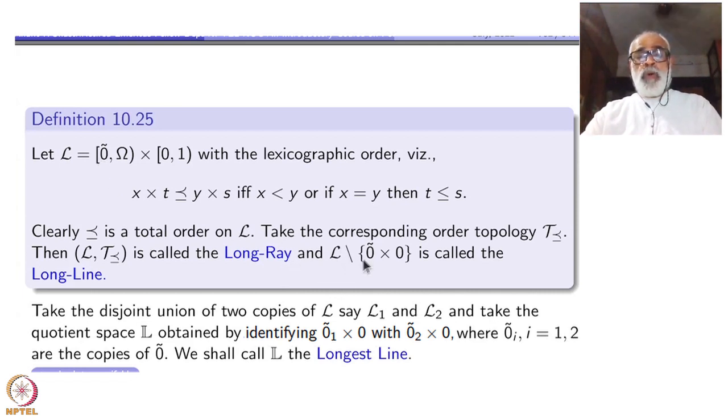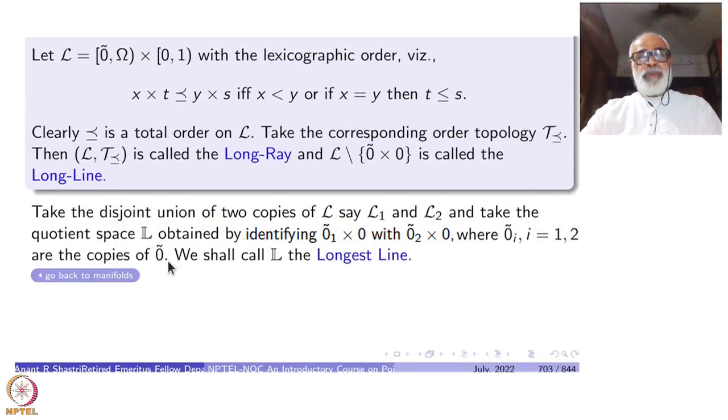Then you remove 0 twiddle cross 0, the initial point here, throw away that point, and that is called the long line. It is just like the closed interval 0 1 is a ray, and then the open interval 0 1 is a line. Okay, that is all. So that is the difference between long ray and long line. This is just terminology, nothing big deal here. You could have interchanged the definition. You can think of this also as a ray, of course, but this is called the long line. Okay.